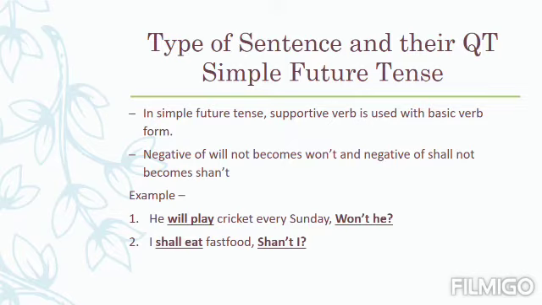The second sentence, I shall eat fast food. Here the sentence is positive, its question tag will become negative. The supportive verb shall has been used, so first of all put shall, then make its negative, that is not, shall not, and the subject I. The short form of shall not will become shan't, so question tag will become shan't I. This is how we can make the question tag of simple future tense.